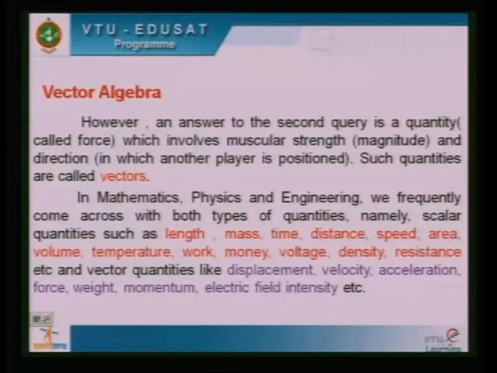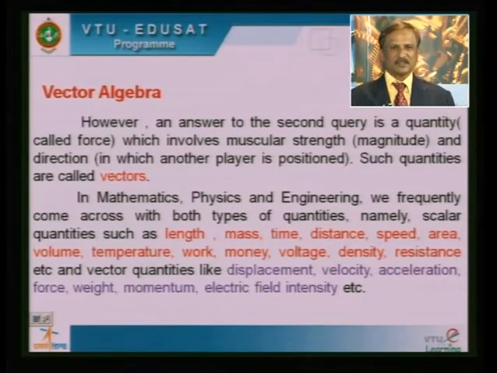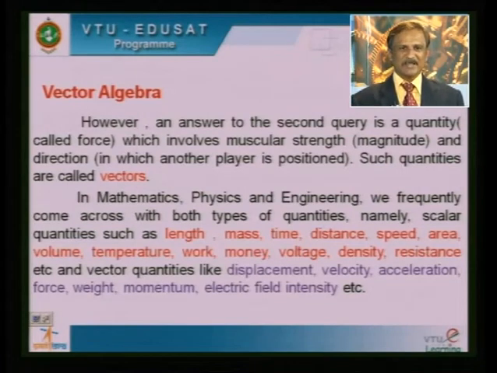So now we have to answer the second question. However, an answer to the second query is a quantity, sometimes you call it a force, which involves muscular strength. You want to hit the football. So muscular strength means it is a magnitude, and you want to give it a particular direction. You want to pass a ball from one person to another person, in which another player is positioned. Such quantities are called vectors. So magnitude as well as direction, that implies you may call it a vector.